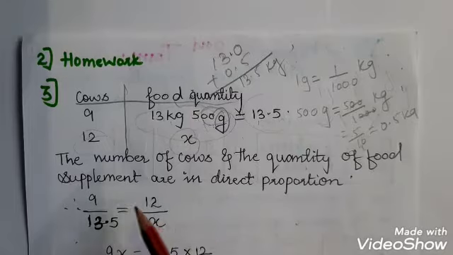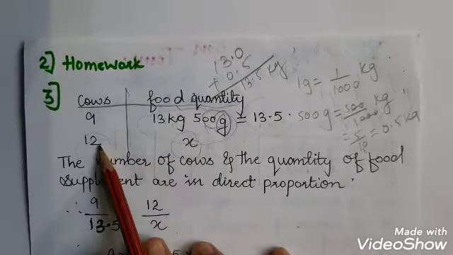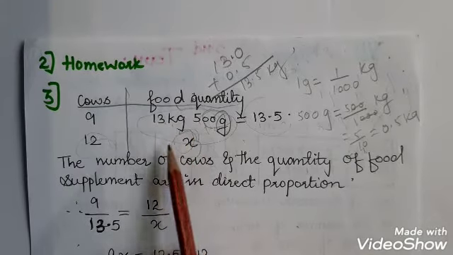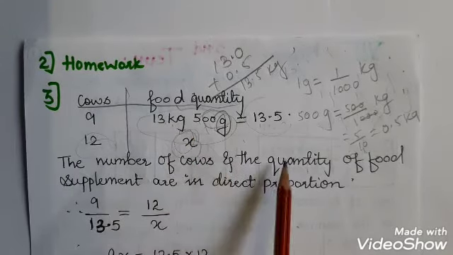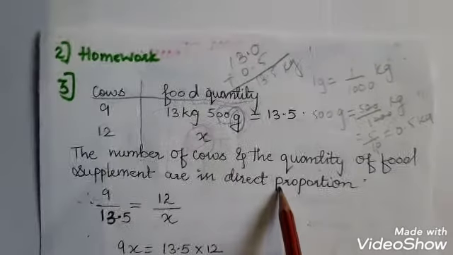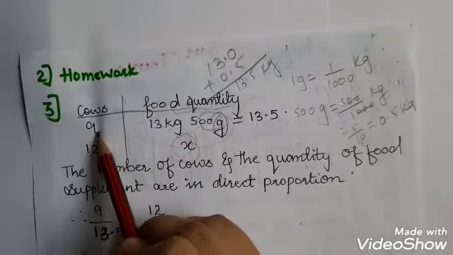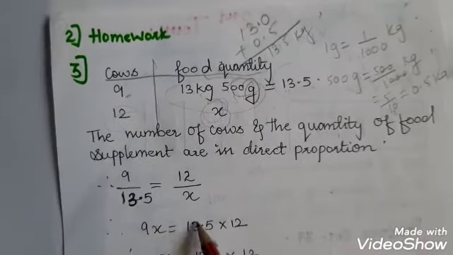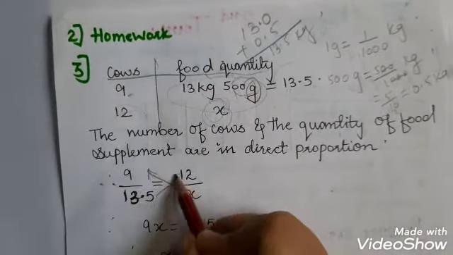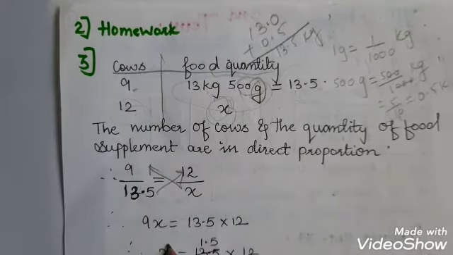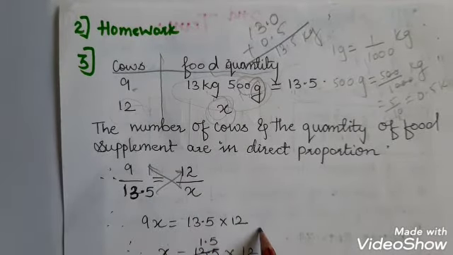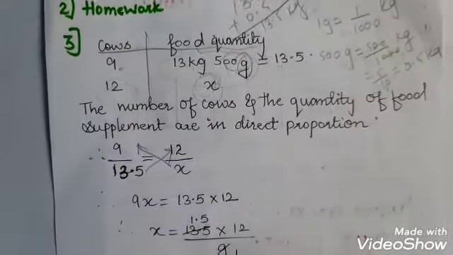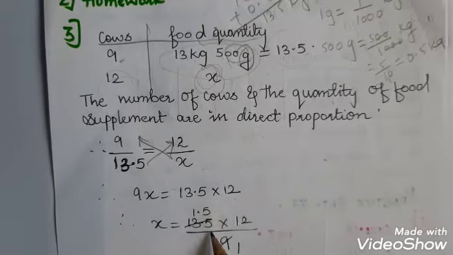Okay. So now we don't know how much is needed for 12 cows. So the number of cows is 12 and the food quantity is X. Now the number of cows and the food quantity supplement are in direct proportion. So I write 9 upon 13.5 is equal to 12 upon X. Cross multiply. 9x is equal to 13.5 into 12. Therefore, x is equal to 13.5 into 12.